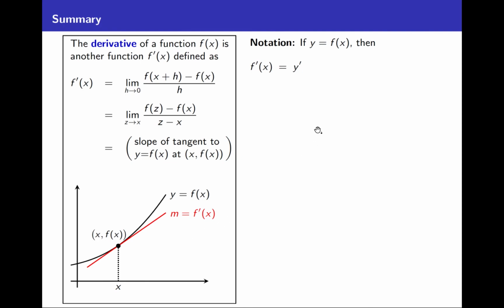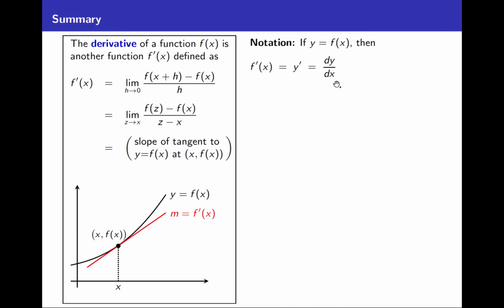I'll close with some notation that you should be aware of. It turns out that the derivative is so important that there are many, many different notations that stand for the same thing, that stand for the derivative. One of them is this: if y is equal to f of x, then sometimes you'll see the derivative f prime of x written simply as y prime, which makes sense. If y is f, then f prime should be y prime. So that y prime just stands for the derivative.